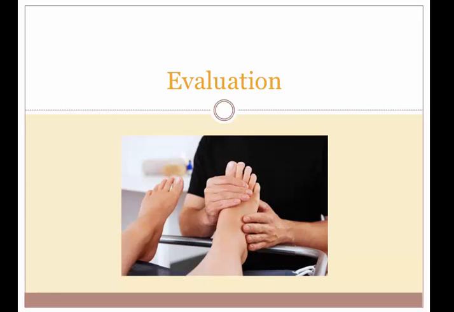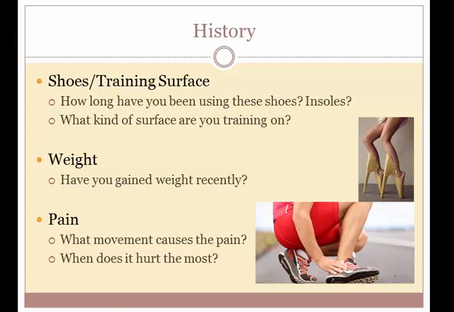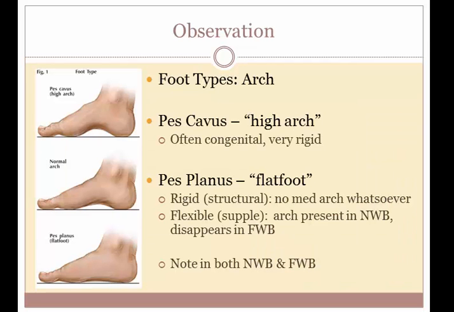Alright class, so we were talking about the foot and toe evaluation. We did talk about some of the good additional questions that you can possibly ask during a history taking, something about shoes or training surface, weight, pain, stuff like that. And we were talking about observational findings, some of the things that you might want to look for.